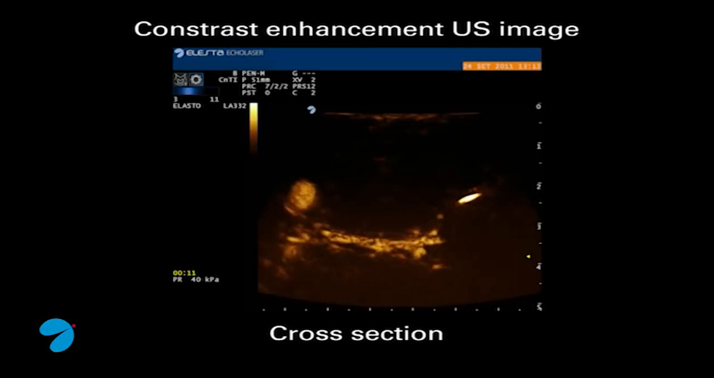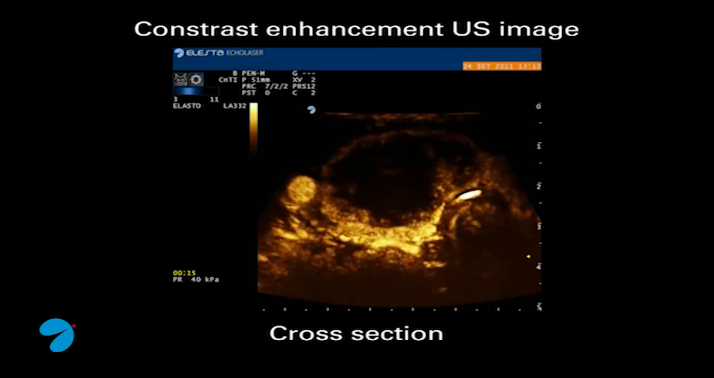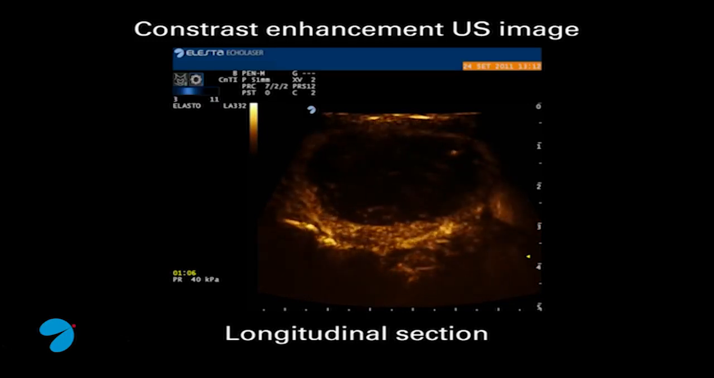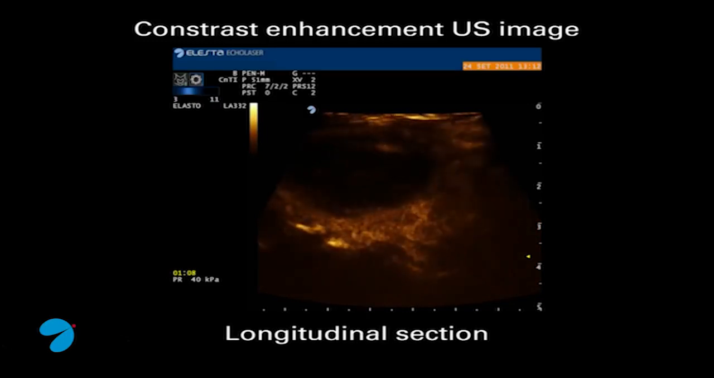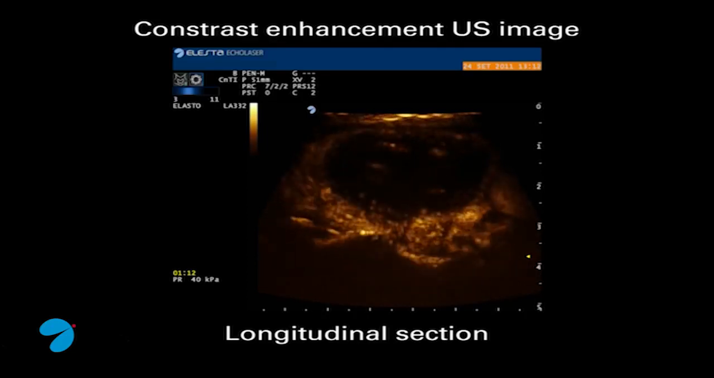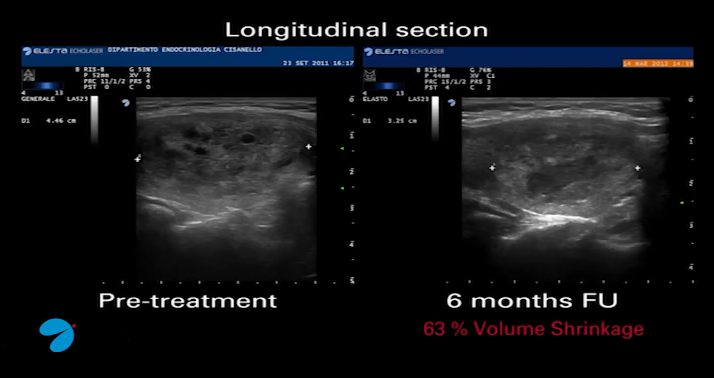In the clip, you can see the contrast medium perfusion in the peripheral part of the nodule and its absence in the central part of the nodule due to its destruction by the laser treatment. US images of the nodule in transversal and sagittal plane show the 63% volume shrinkage at 6 months after treatment.